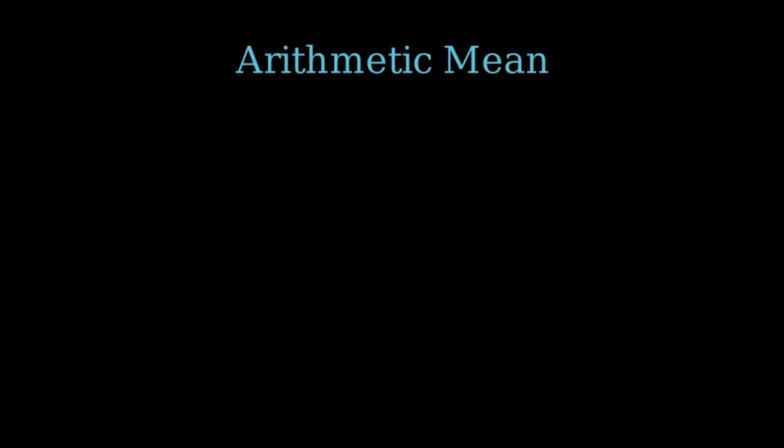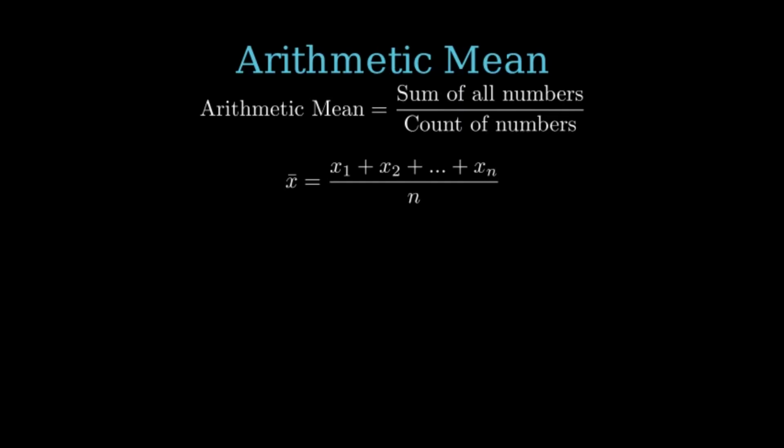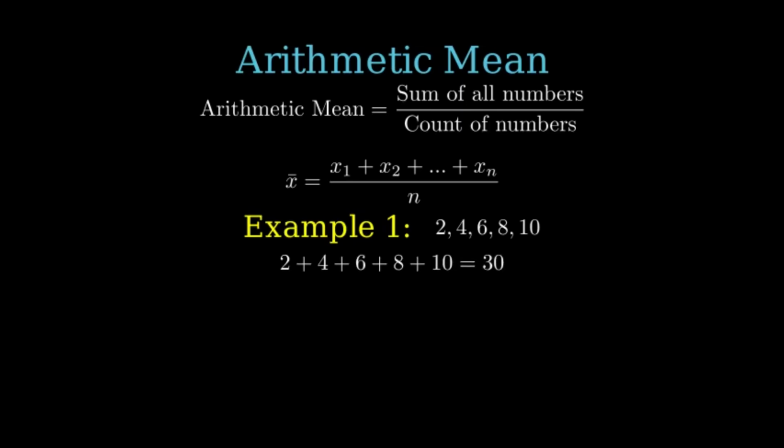Welcome. Today we'll learn about the arithmetic mean, commonly known as the average. The arithmetic mean is defined as the sum of all numbers in a dataset divided by the count of numbers in that dataset. Let's look at a simple example. Suppose we have 5 numbers: 2, 4, 6, 8, and 10. To find their arithmetic mean, first we add them all up. 2 plus 4 plus 6 plus 8 plus 10 equals 30. Then we divide by the count of numbers, which is 5. 30 divided by 5 equals 6.